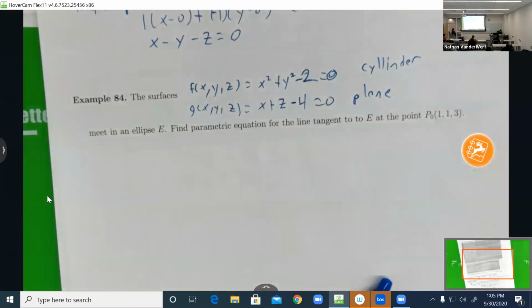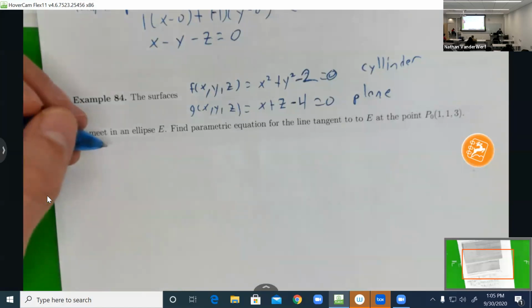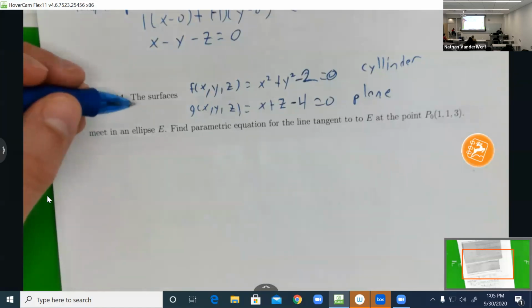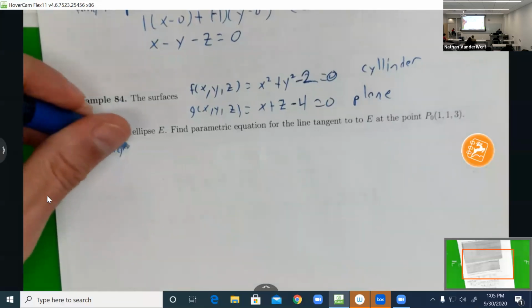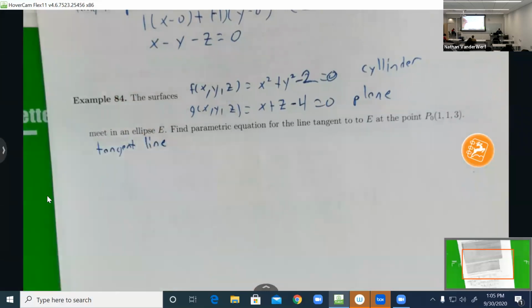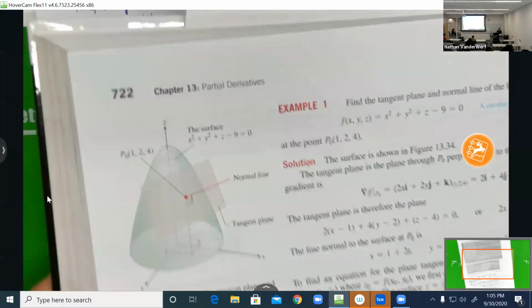So find parametric equations for the line tangent to E, E being this ellipse, at the point P0, 1, 1, 3. Okay, so what do we know? If we want to find this tangent line at E, which is the intersection of these two things, what do we know? We just talked about this on the previous problem, like in this example.